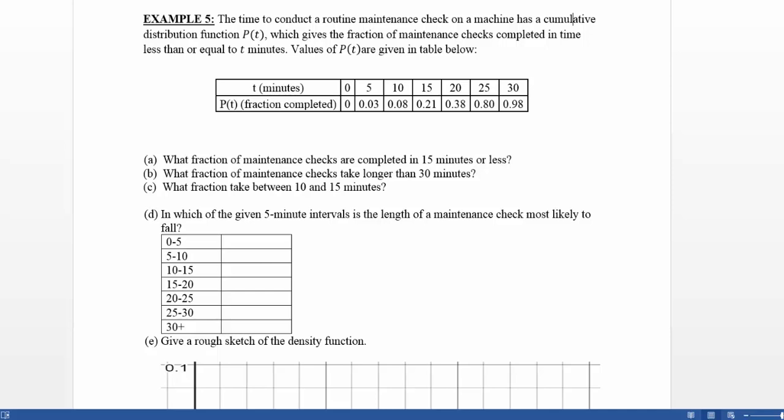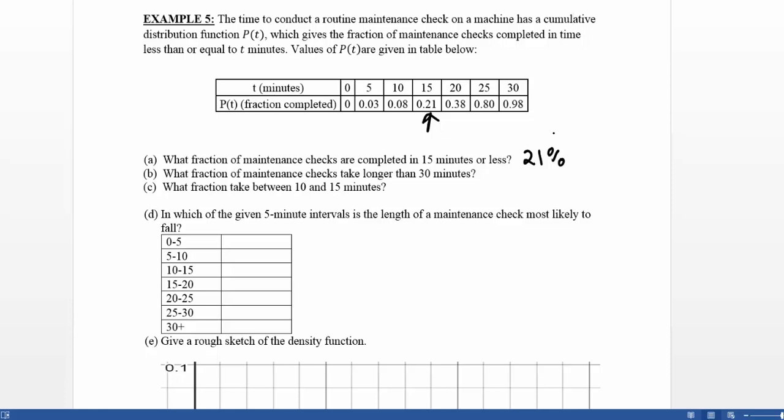Part A. What fraction of maintenance checks are completed in 15 minutes or less? So remember, this is cumulative, which means that if I want to know about 15 minutes or less, that's everything accumulated up to 15. By definition, that's what the CDF tells us. So when I look at this chart and I go to 15, I see that 0.21, or 21%, of all maintenance checks are completed in 15 minutes or less, because that number, 21%, includes everything less than and up to 15.